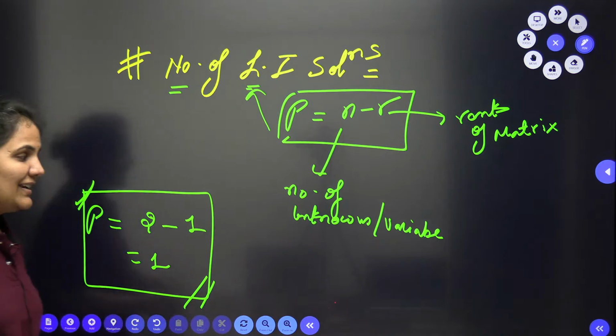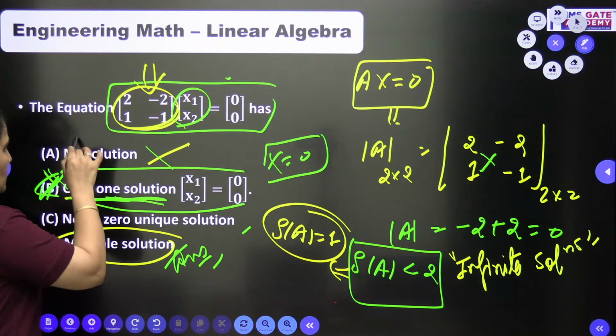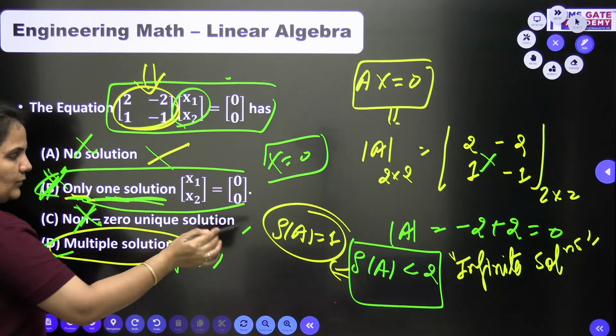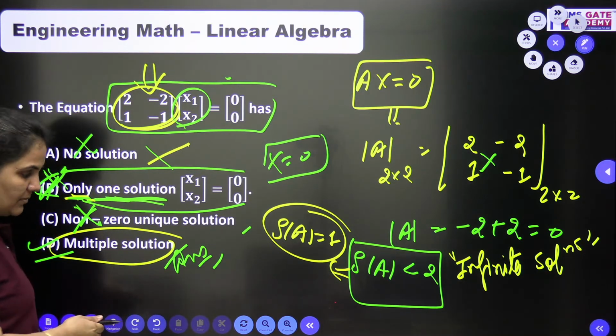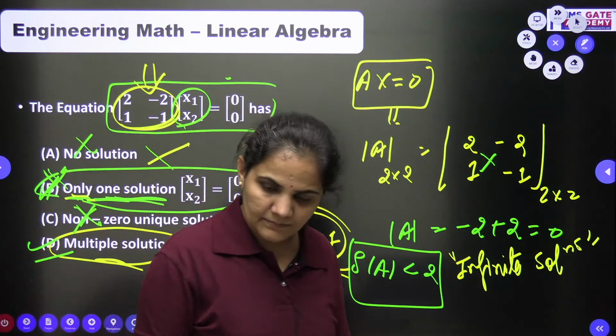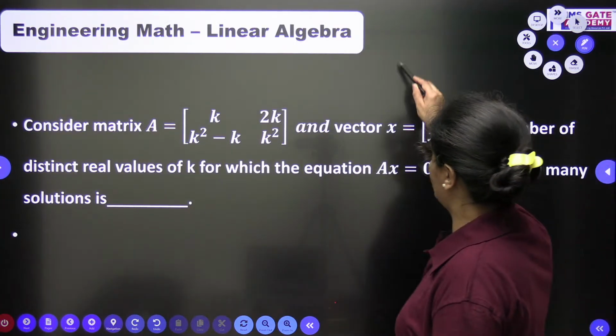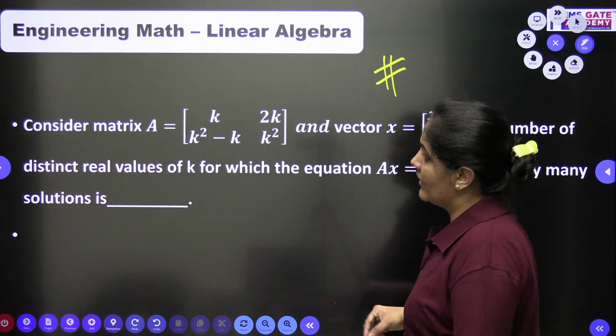Okay. Here I can see in the option it is mentioned only one solution. That's why it is not possible. This is also not possible. Non-zero unique solution is also not possible, because we are having here multiple solutions. Clear?